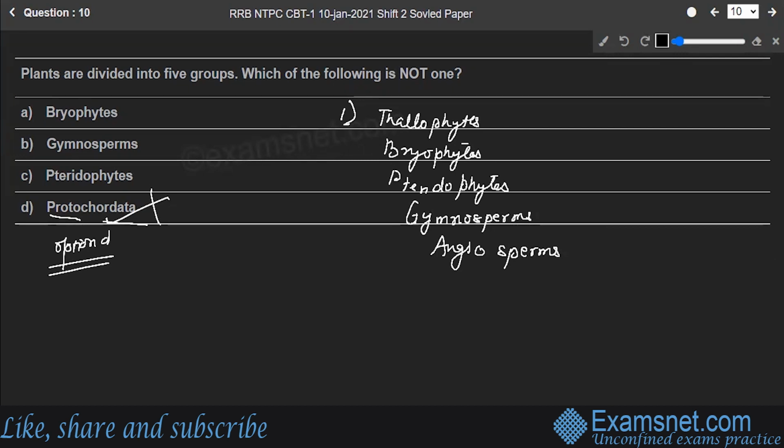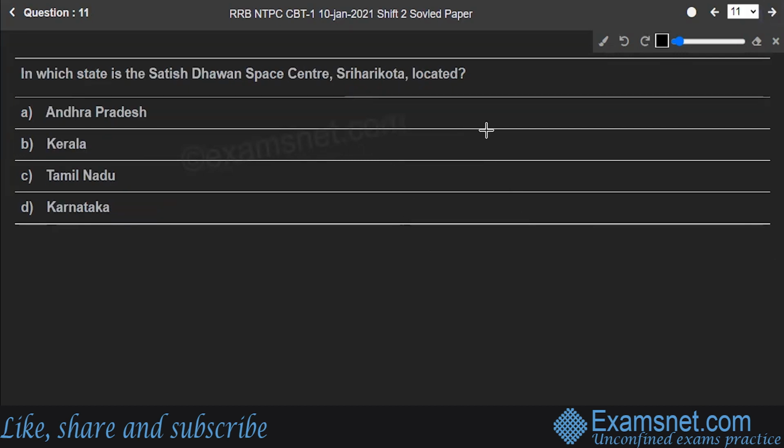Let's move to the next question, number 11. In which state is the Satish Dhawan Space Center, Sriharikota, located? Andhra Pradesh, Kerala, Tamil Nadu, or Karnataka? Well, it's Andhra Pradesh. Satish Dhawan Space Center is located at Sriharikota in Andhra Pradesh.